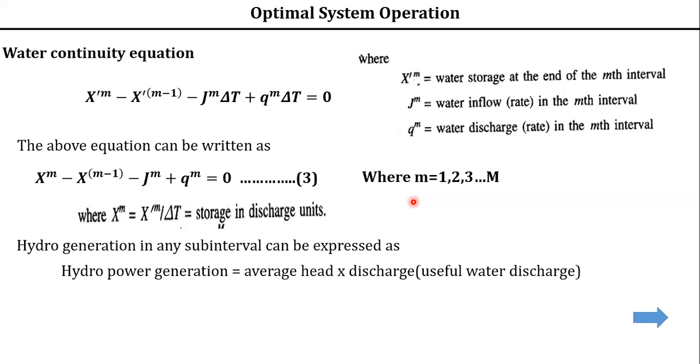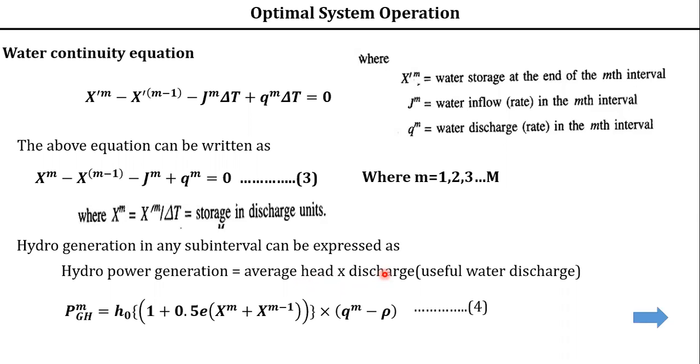So what does discharge mean? You should not consider the other discharges which happen due to wastage. Seepage will be there in the dams or penstocks, leakage will be there. All those things we should not consider as discharge. So only the useful water discharge we have to consider. That means the water which is going to strike the turbine and makes the turbine rotate. That discharge only we have to consider. Understood? So hydropower generation is equal to average head into discharge.